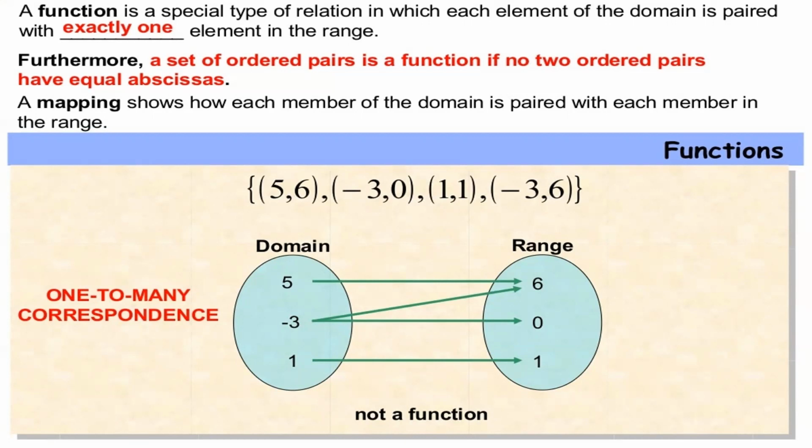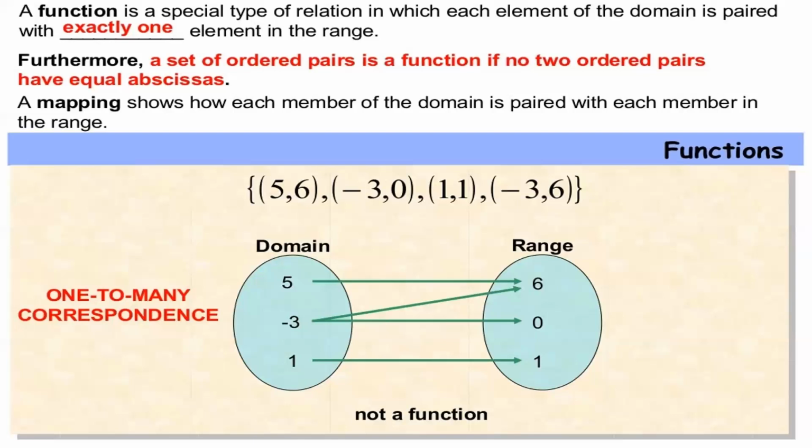The two -3s become just one. They are just one. So there we have -3. And then also the range, the same, just like in the domain, we have 6, 0, 1, and 6. As you observe, we have two 6s here, so let's just write it once. So we have 6, 0, and 1.